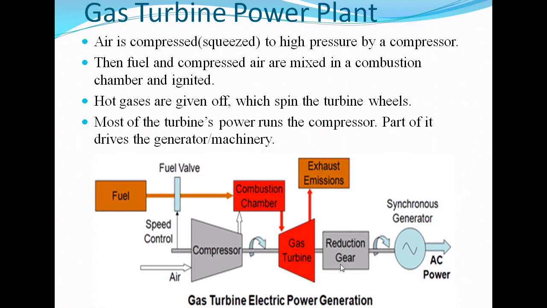This gas turbine is coupled with the generator. Here you can see there is a reduction gear. Since the gas turbine produces large speed, reduction gears are mounted here. So this is just the overall construction of gas turbine electric power generation. Now you can see here the compressor and gas turbine are mounted on the same shaft.